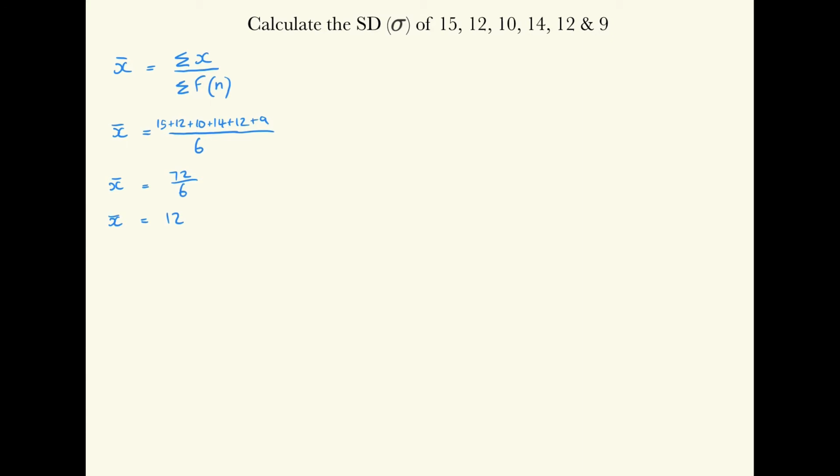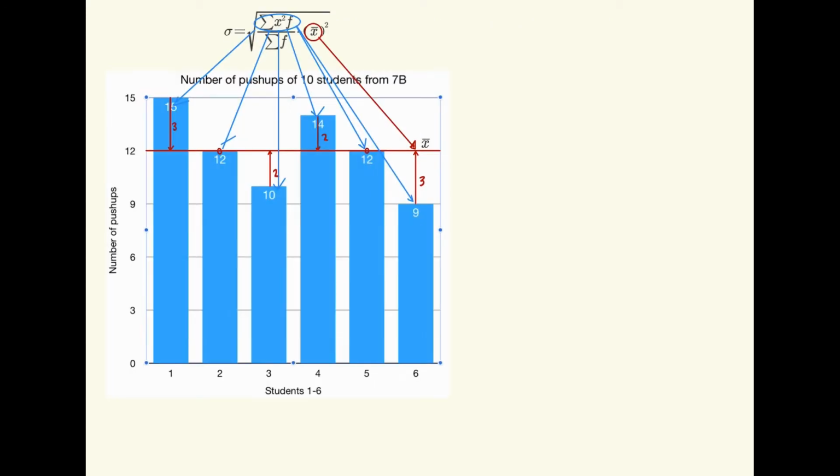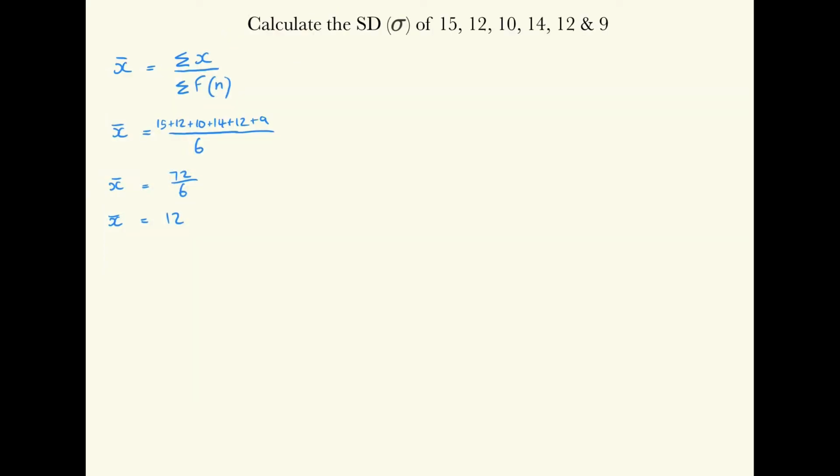We demonstrated this on the graph. I already worked it out. The average number of push-ups is 12. Let's go back to our other page, and you can see that our average number of push-ups is 12. Okay? All right. Let's now calculate step 2, which is the sum of the scores, but we're going to square them now. So let's go back to our formula.